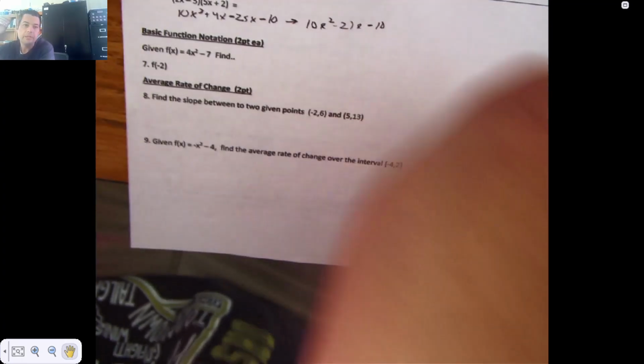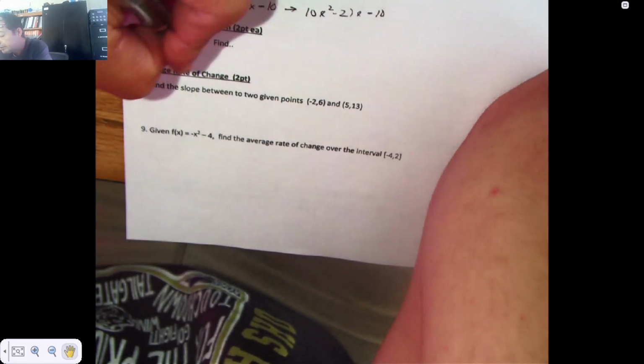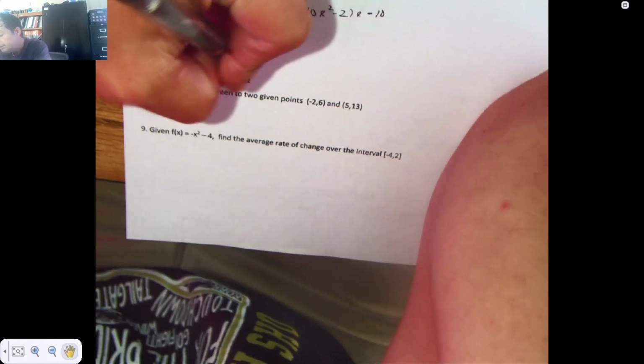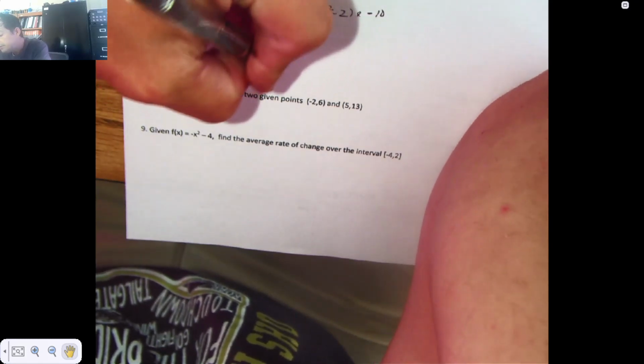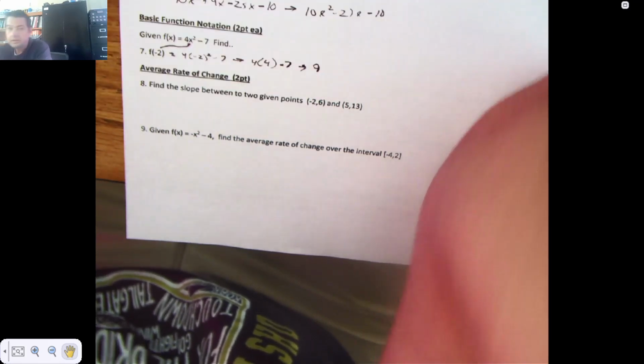Function notation. Plug a number in. Be done with it. I'm told to let x be negative 2. 4 times negative 2 squared minus 7. Negative 2 squared is positive 4. 4 times 4 is 16. 16 minus 7 is 9.